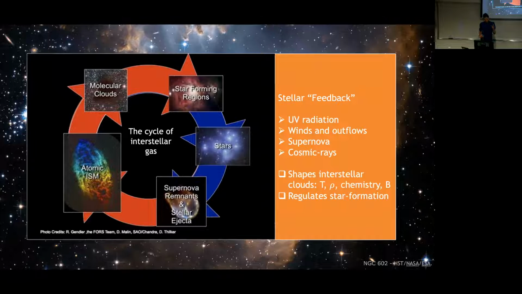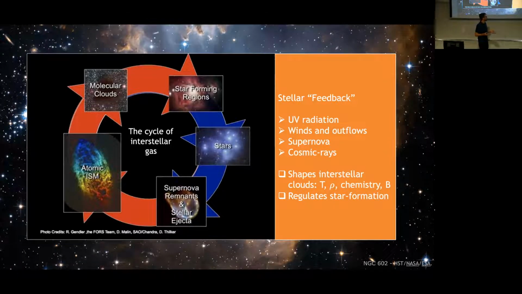But the general idea of stellar feedback is what I want to concentrate on today. That's very important. When I say stellar feedback, I mean all these forms of energy: UV radiation, winds, supernova. We'll also talk about cosmic rays, high energy particles that are also thought to be accelerated in these supernova remnants, and they also interact with the interstellar medium.